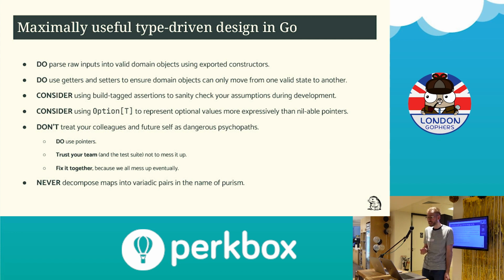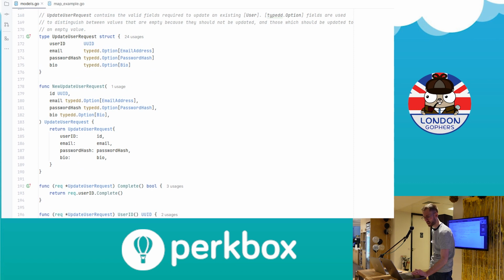And I also suggest that you consider using an Option of T to represent optional values, much more expressive than nillable pointers. To show you very briefly what that looks like in practice: rather than having a load of pointers to strings where the question arises, is this a pointer to a string because this thing is optional, or because the person I'm working with just isn't that comfortable with pointers? This is far more expressive. You can read exactly what this does just by reading the type. We've got email, and the email is clearly optional. Password hash, optional, bio optional. Oh, the ID, absolutely required.